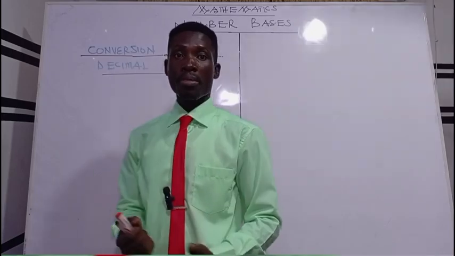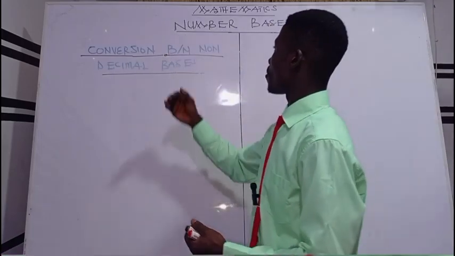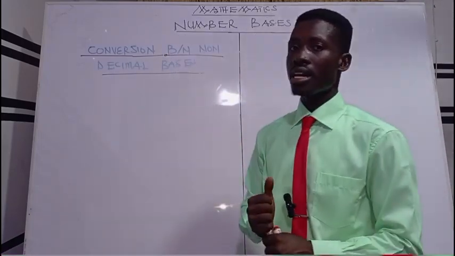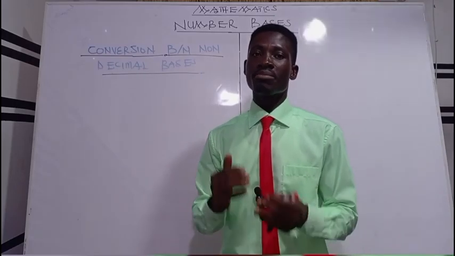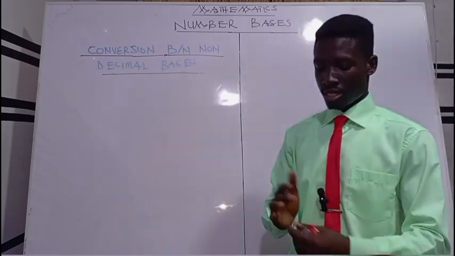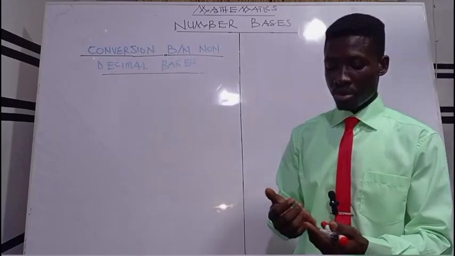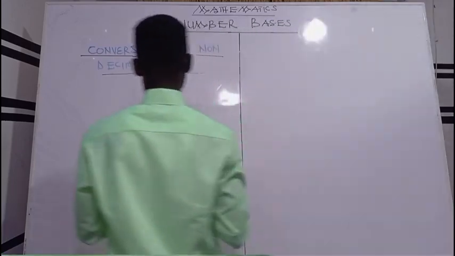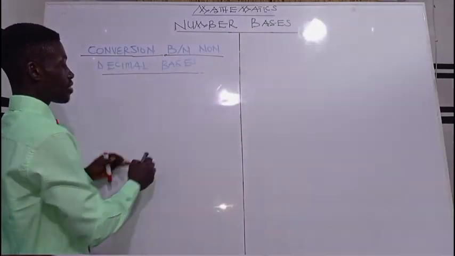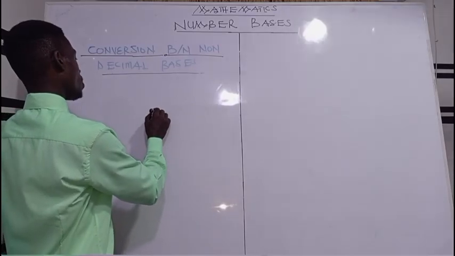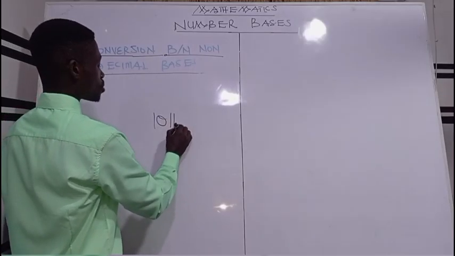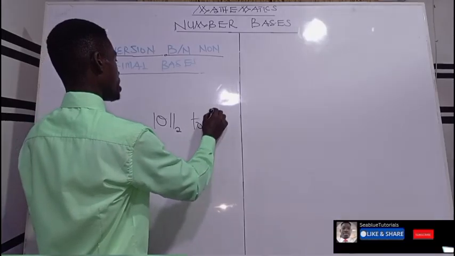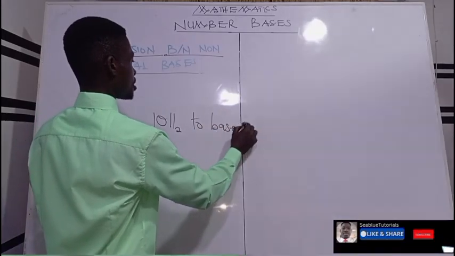So the next thing we are looking at is conversion between non-decimal bases. We are going to look at an example, say we want to convert from base 4 to base 5. So when you have, let's say, 1011 base 2, we want to convert it to, let's say, base 4.